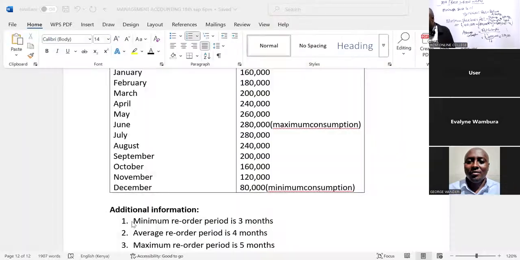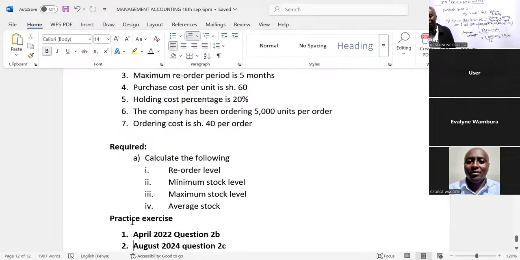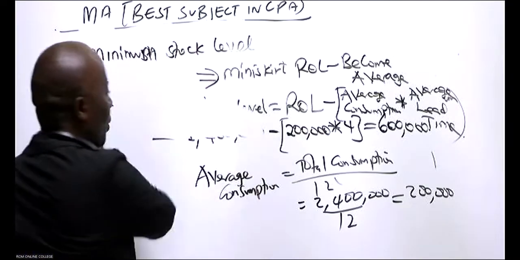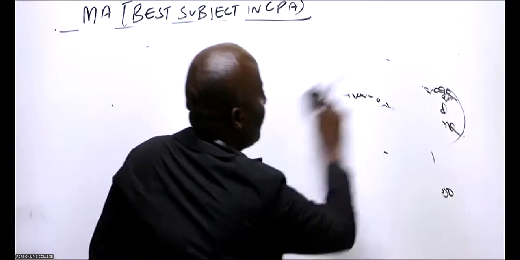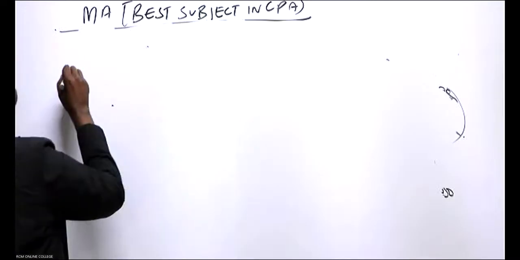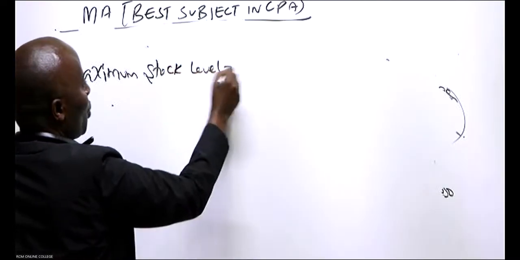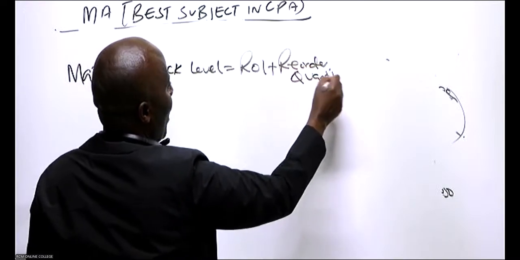So the next one, ladies and gentlemen, they want me to calculate their maximum stock level. So maximum stock level, we roll and rock at the same time. This rock is the reorder quantity, eh? So you add the reorder quantity minus.